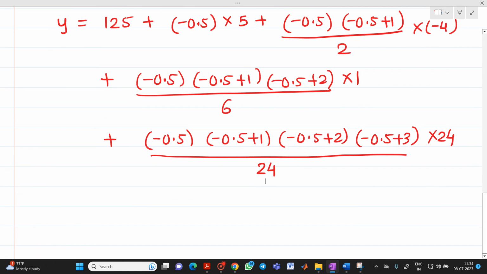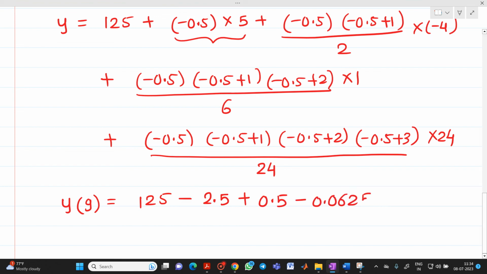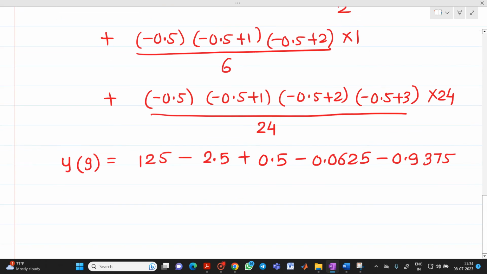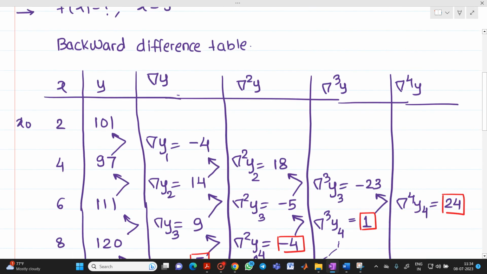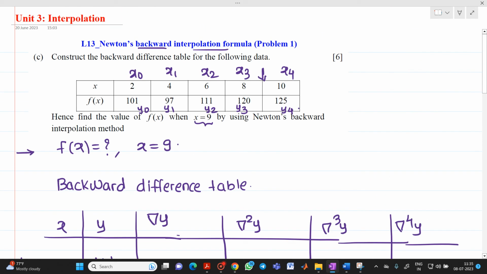So if you solve it, you will get y of 9 equal to 125. If you multiply it, you will get minus 2.5 plus 0.5. Step by step, if you try to solve, you will get these answers, and it will be 0.9375. So if you solve, we will get the answer of y of 9, or in other words you can write f of 9, which is equal to 122. So this is the problem, how to solve a numerical using Newton's backward interpolation formula.